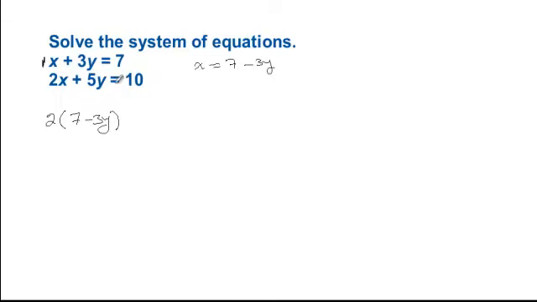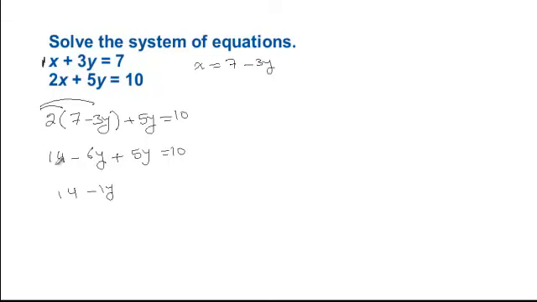We write the full second equation: 2x, which is 2 times this, plus 5y equals 10. Then we simplify the brackets and go on. 2 times 7 is 14, 2 times minus 3y is minus 6y, plus 5y equals 10. Then minus 6y plus 5y gives minus 1y.